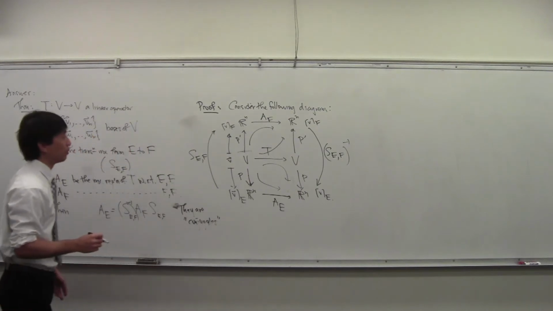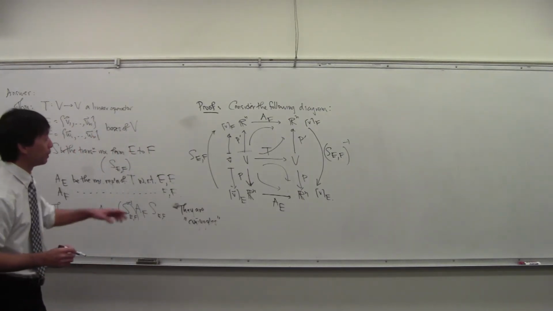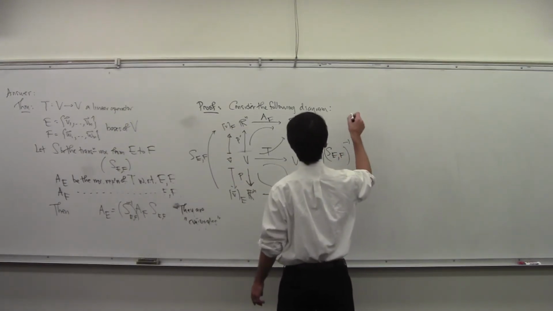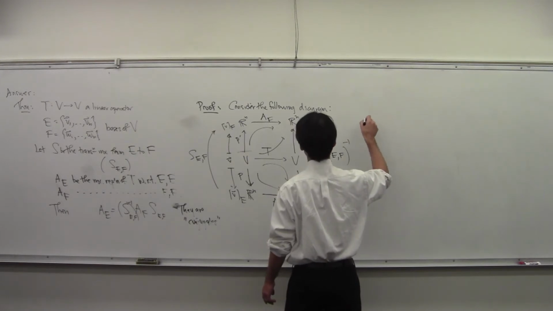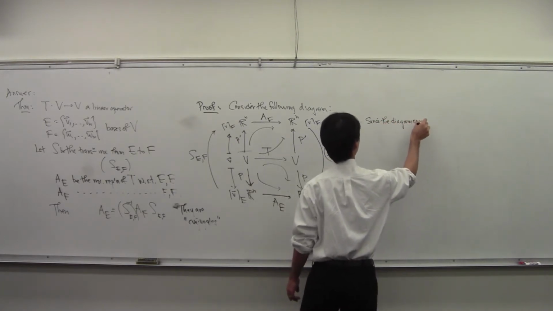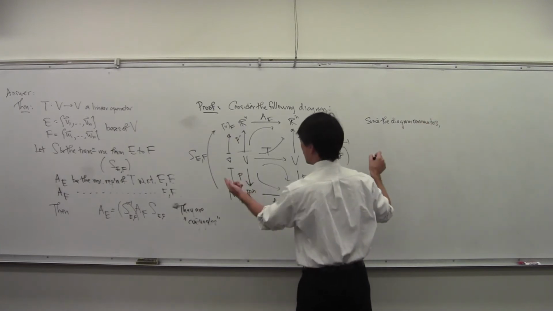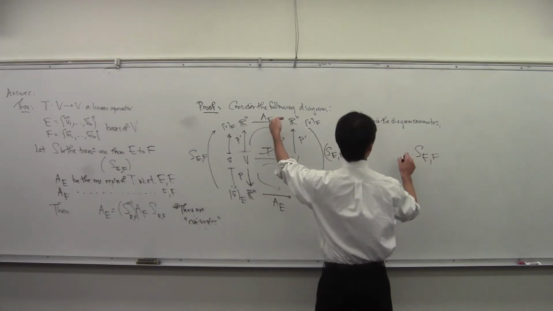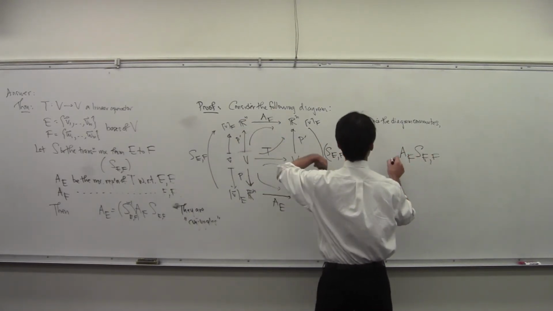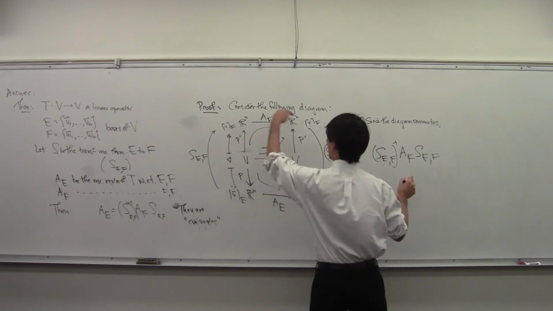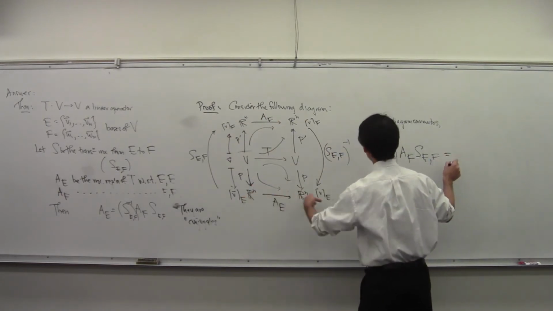Okay, so what you see is that since the diagram commutes, if you do S_EF, follow it by A_F, and then follow that by S_EF inverse, right? Then that's the same thing as going across A_E.